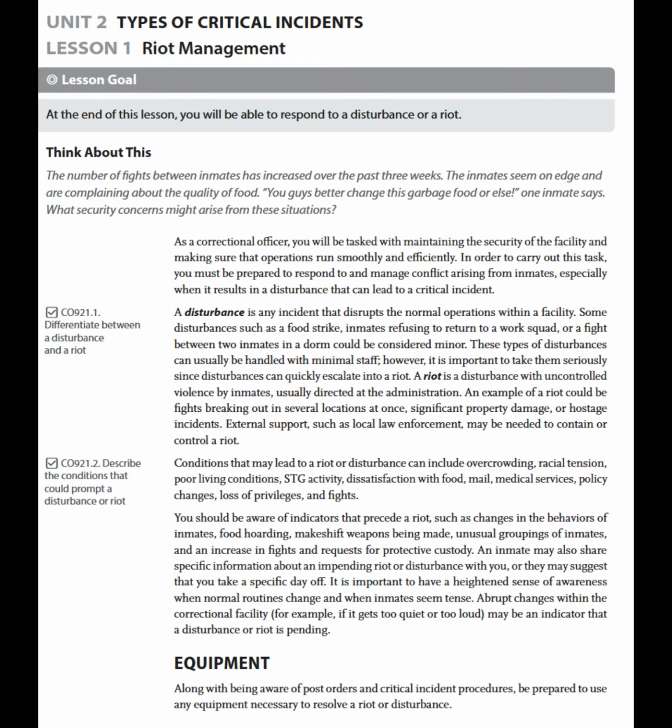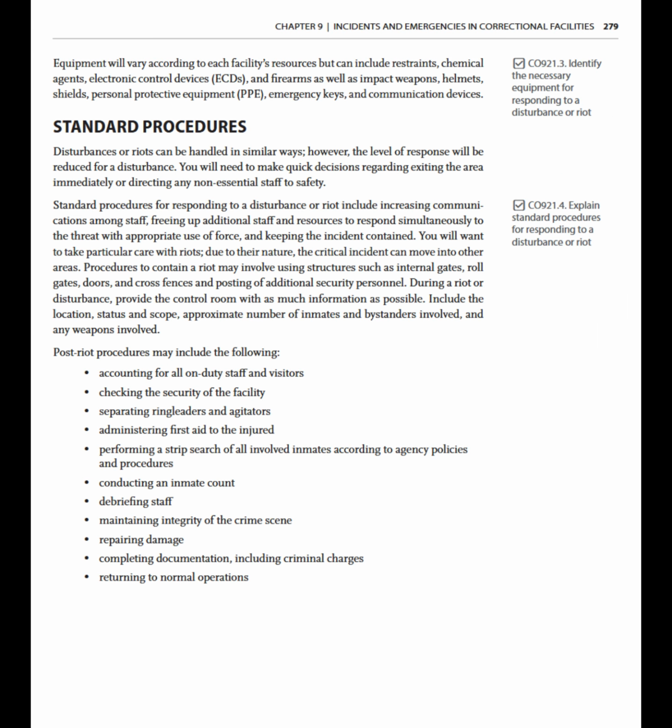Equipment. Identify the necessary equipment for responding to a disturbance or riot. Along with being aware of post orders and critical incident procedures, be prepared to use any equipment necessary to resolve a riot or disturbance. Equipment will vary according to each facility's resources, but can include restraints, chemical agents, electronic control devices, ECDs, and firearms, as well as impact weapons, helmets, shields, personal protective equipment, PPE, emergency keys, and communication devices.